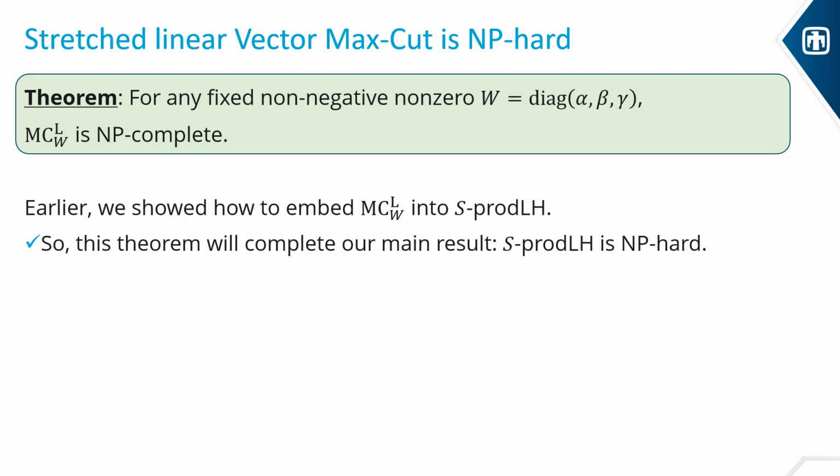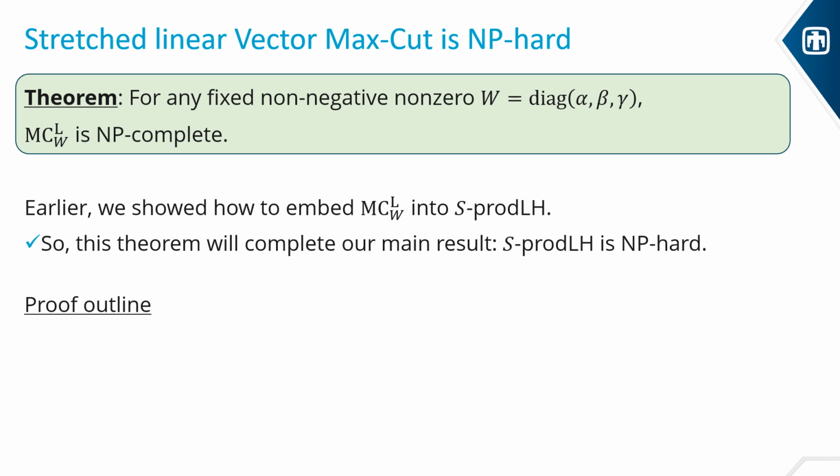And since we saw how to embed the value of stretched linear max cut into the optimal product state using the Hamiltonian term in S, this shows how we can reduce this NP-hard instance of stretched max cut into the Hamiltonian problem, implying that the Hamiltonian problem is in fact NP-hard.